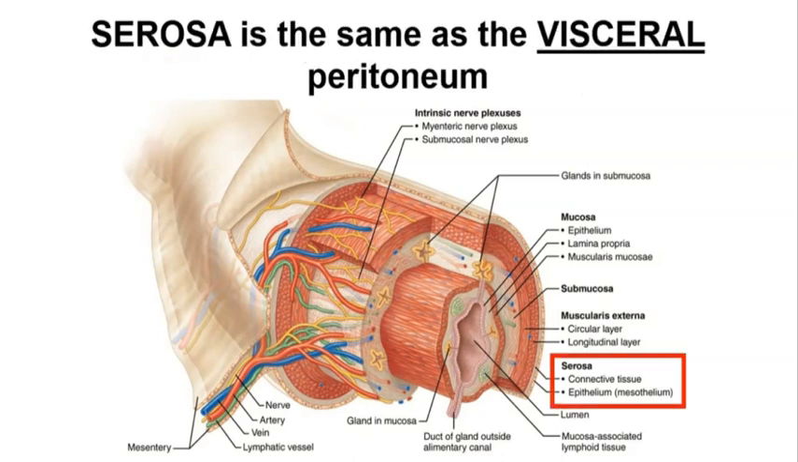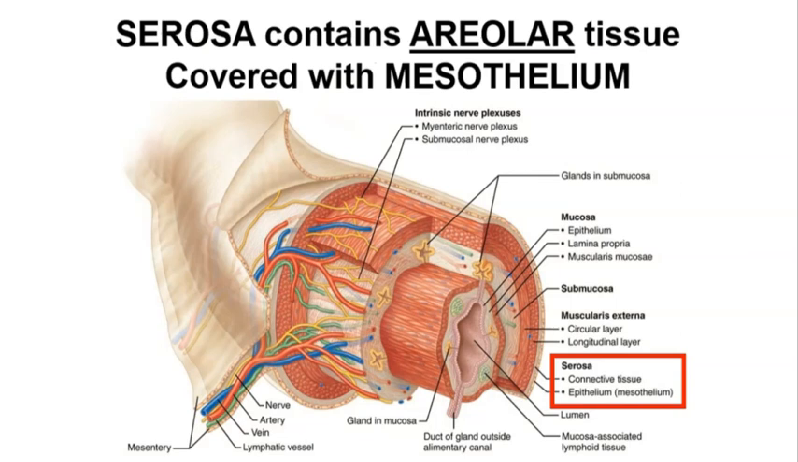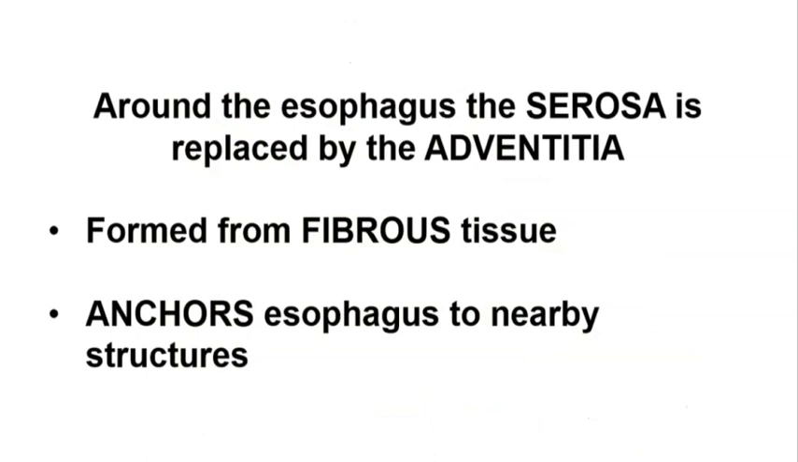And finally, the serosa is the term often used for the visceral peritoneum. So the serosa and the visceral peritoneum are the same layer. So we see that the serosa contains two tissues, the areolar connective tissue, which is covered with an epithelial tissue that is usually referred to as the mesothelium. Around the esophagus, the serosa is replaced by a tissue that's referred to as the adventitia. And the adventitia is formed from fibrous connective tissue, and it functions to anchor the esophagus to nearby structures.